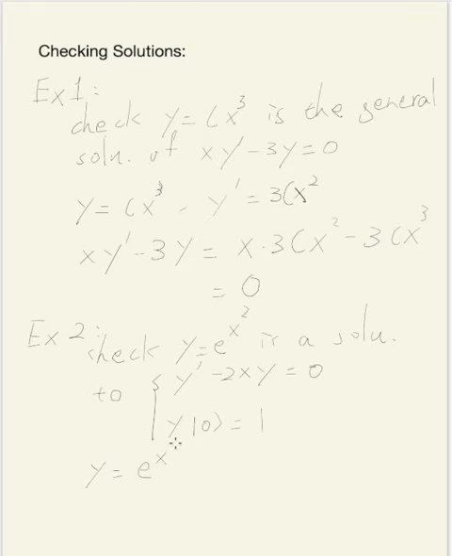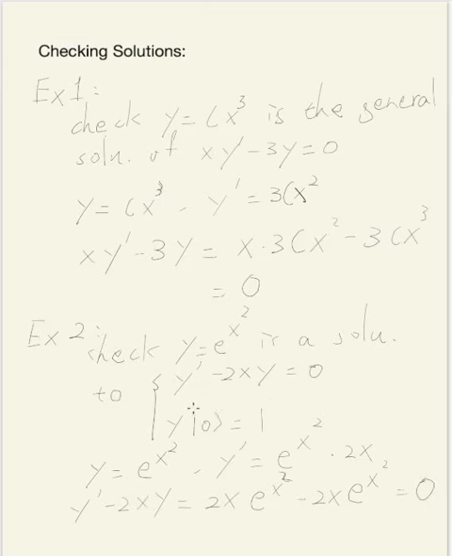If y is e to the x squared, then by the chain rule, y prime is e to the x squared times the derivative of the exponent, which is 2x. Now plug it in, we get y prime minus 2xy equals 2x times e to the x squared, then minus 2x times e to the x squared, which is 0. So we've checked that the equation indeed holds.